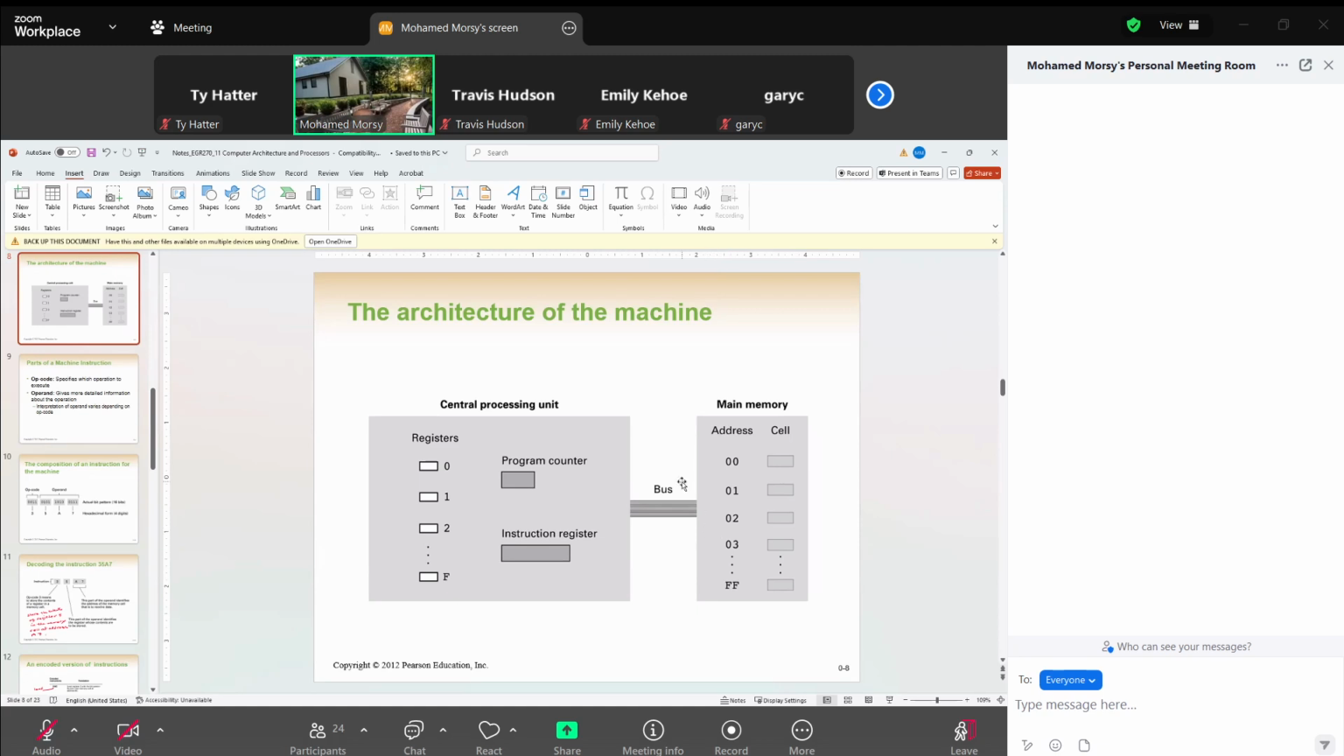We already start with 00. So what is the next one? The next instruction starts with address 02. Perfect.